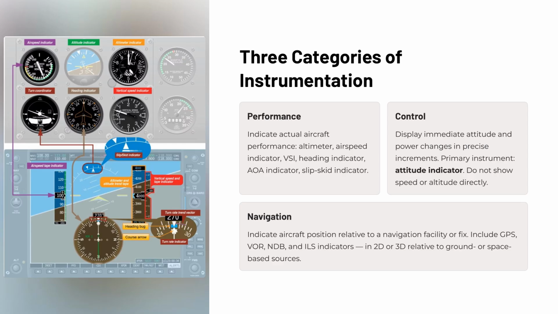Navigation instruments tell you where you are in relation to a fix or facility. This category includes GPS, VOR, NDB, and ILS indicators, which may present position information in either 2 or 3 dimensions, drawing from both ground-based and space-based sources. Understanding which category each instrument belongs to helps you scan the cockpit more efficiently and interpret information more accurately, especially during demanding phases of flight.